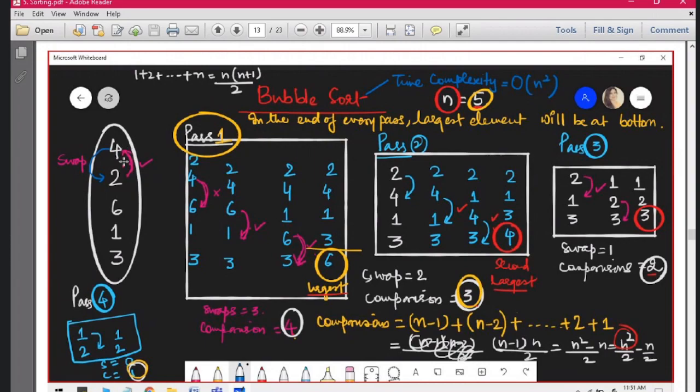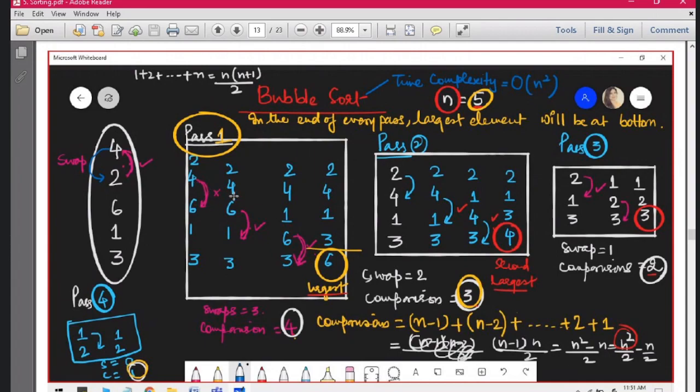So if we are comparing 4 and 2, we see that 4 is greater than 2, so obviously we need to swap it. So we have swapped these two elements. After swapping 2 and 4, now 2 is at the first position and 4 is at the second position. Now we will compare 4 and 6, but 4 is smaller than 6, so there will be no swap.